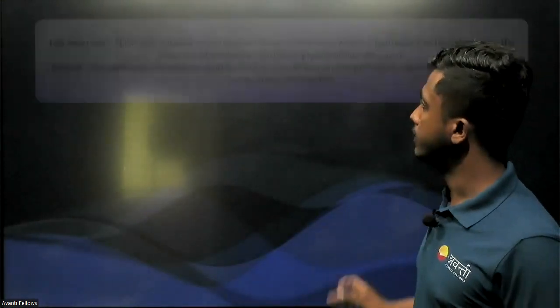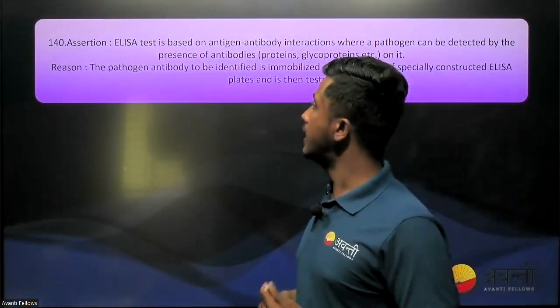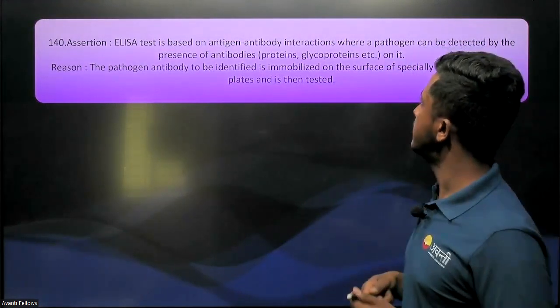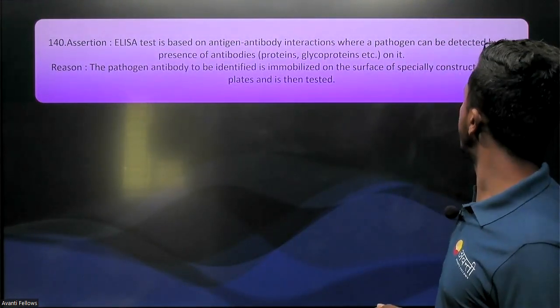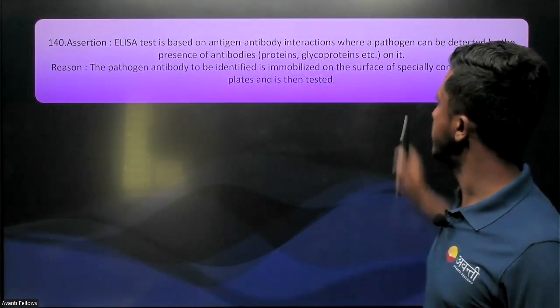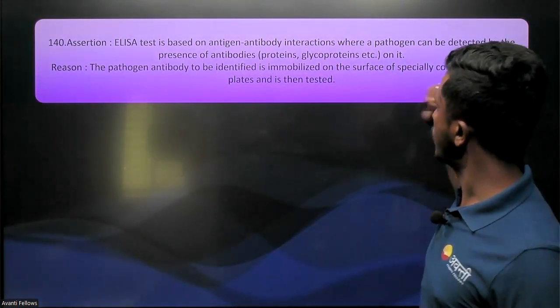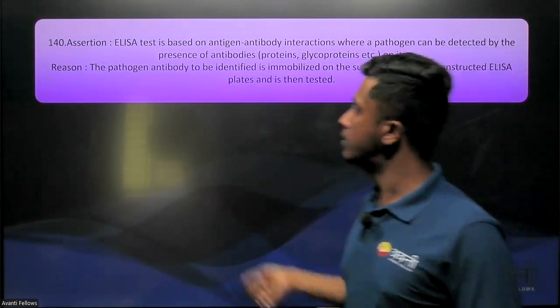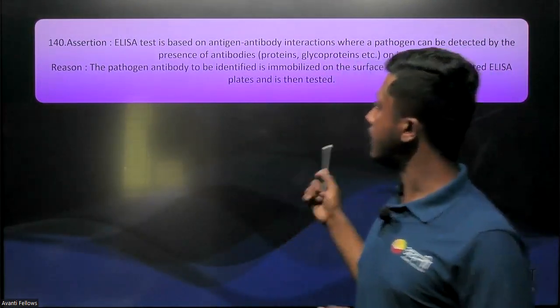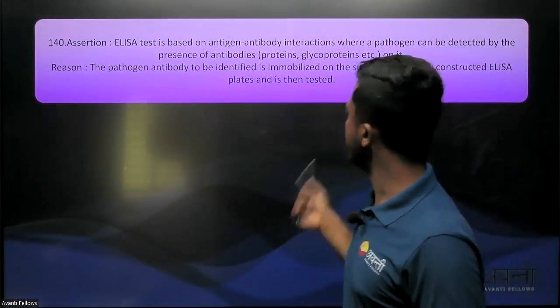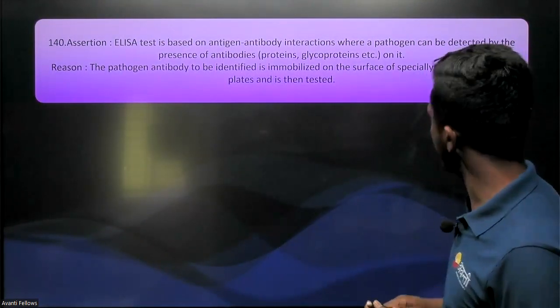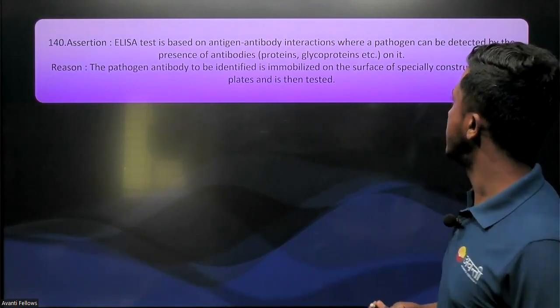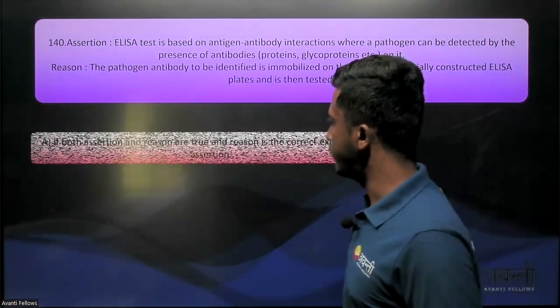Okay, next one. Assertion: ELISA test is based on antigen-antibody interactions, where a pathogen can be detected by the presence of antibodies, proteins, glycoproteins, etc. on it. Next one, reason: The pathogen antibody to be identified is immobilized on the surface of specially constructed ELISA plates and is then tested. So we have our options.